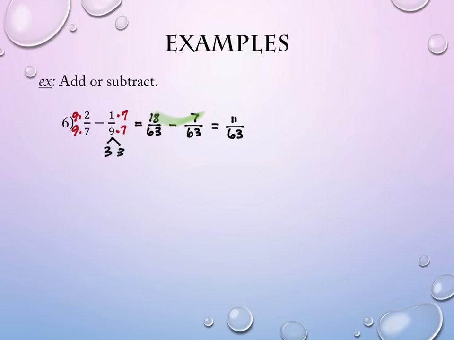No, if it were 66 they would, right? 11 and 66 would, but 11 and 63 do not. And so then we're done. Okay, so that's the last one of those types. We have just a little bit more to do.